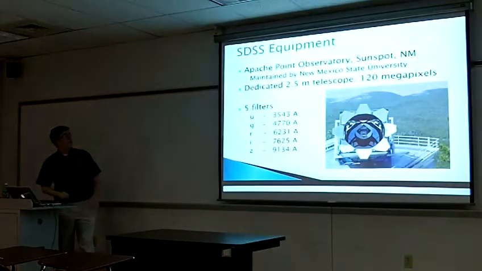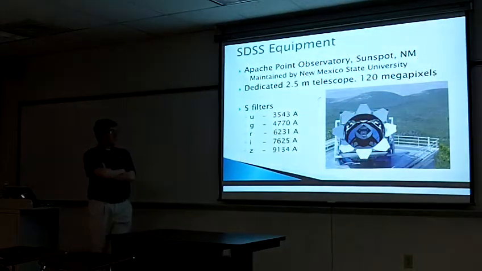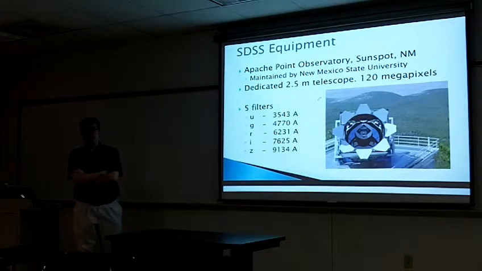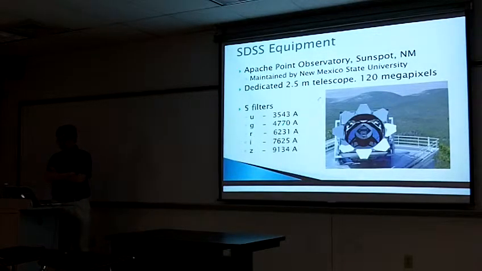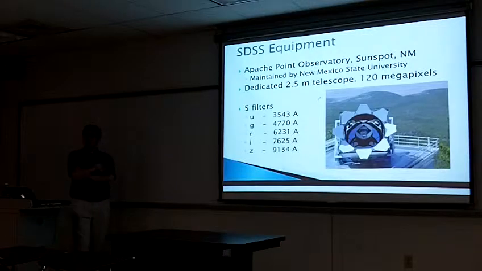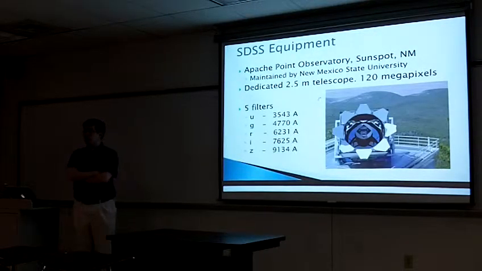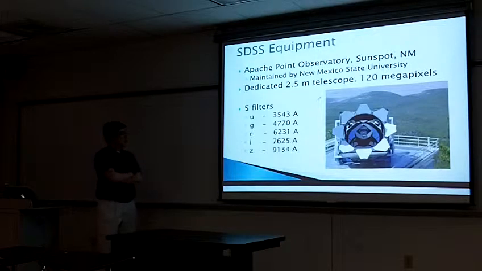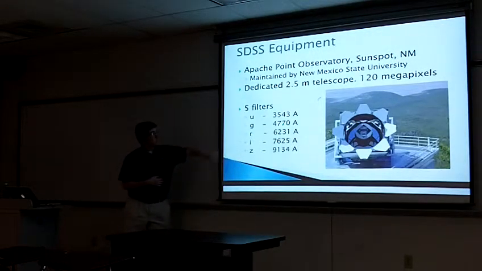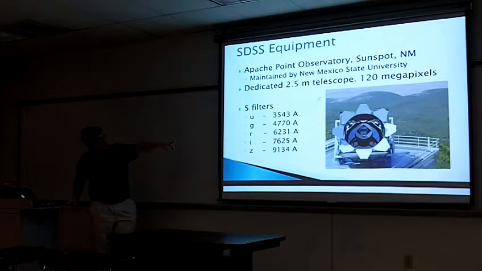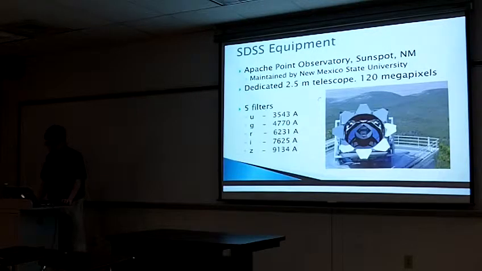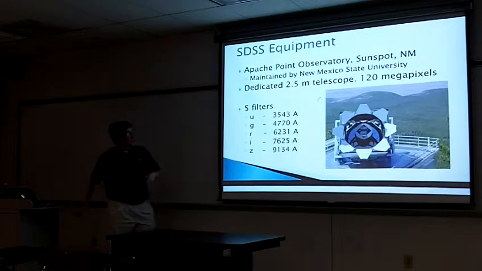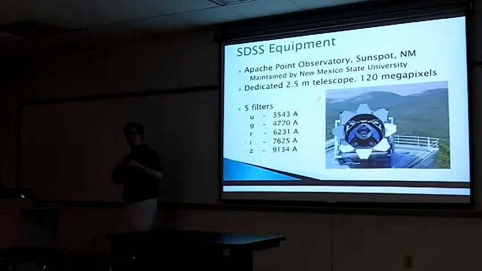Now, the way they performed this was with its own dedicated telescope at the Apache Point Observatory in New Mexico. It's a 2.5 meter telescope, 120 megapixels, and they had 5 different filters to measure the flux at these 5 colors. So they had blue, green, red, and then 2 near IR bands. I really like this picture because you can see that the telescope is actually weirdly shaped. The mirrors themselves are circular, but the casing is square, and it has this lotus covering that could open and close.